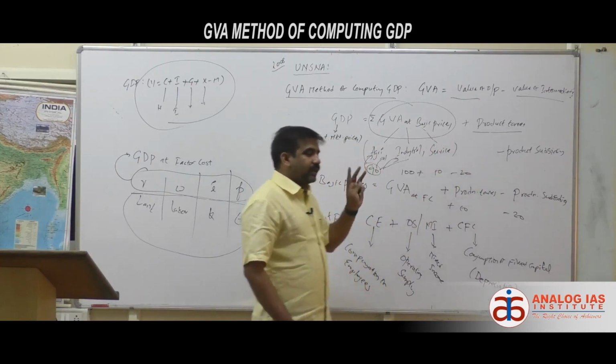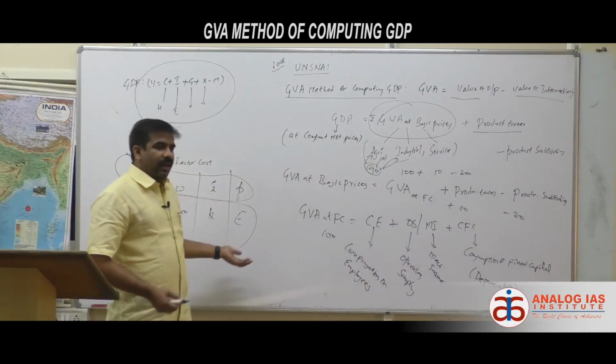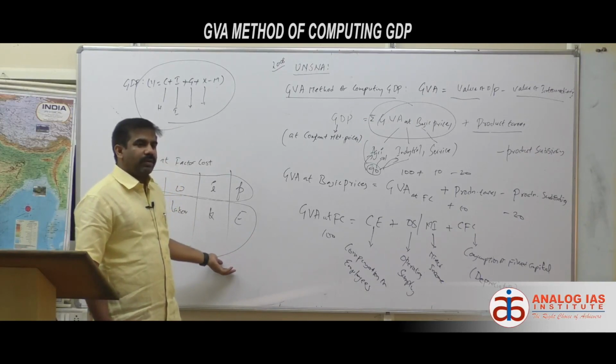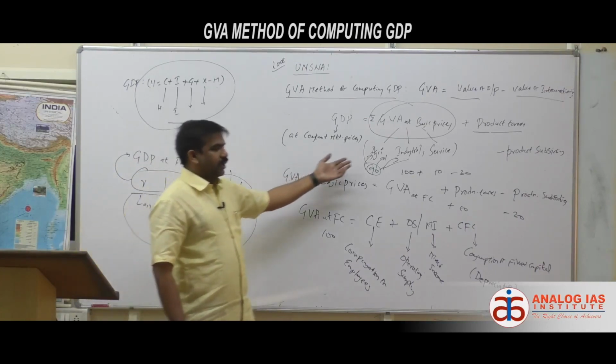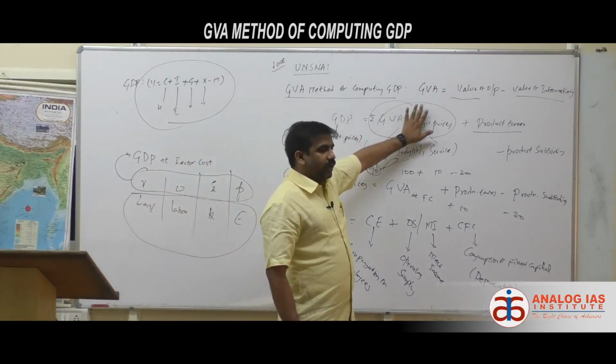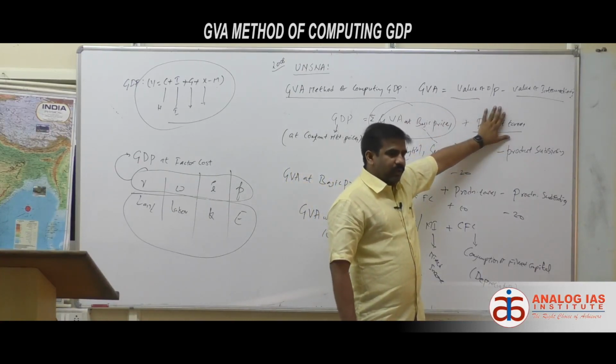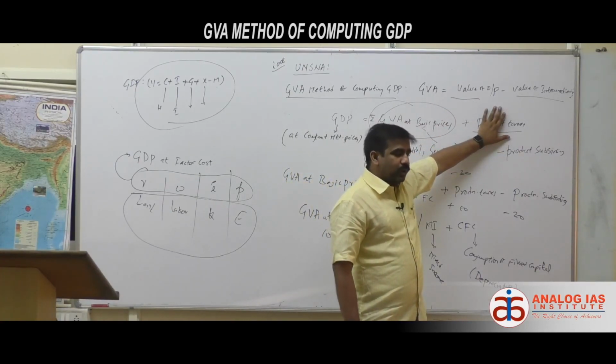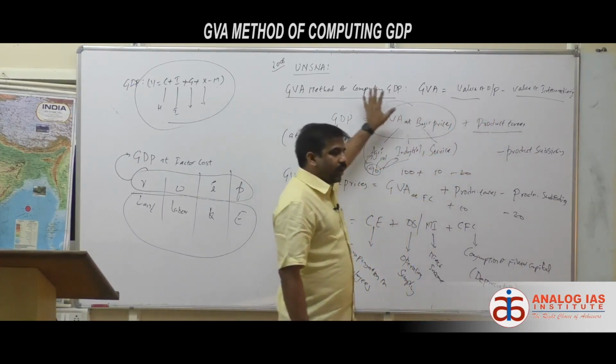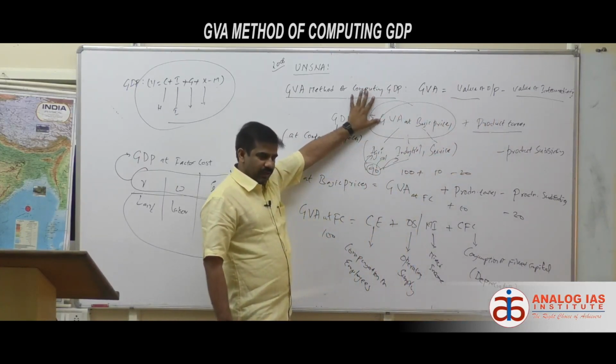So that is the basic difference. Here in this case, I am not considering at all the income generated by the government. And the major change here is that it is not only the income earned by factors of production, I am also taking the taxes, which are the income of government, into consideration, and that's how we compute GDP using GVA.